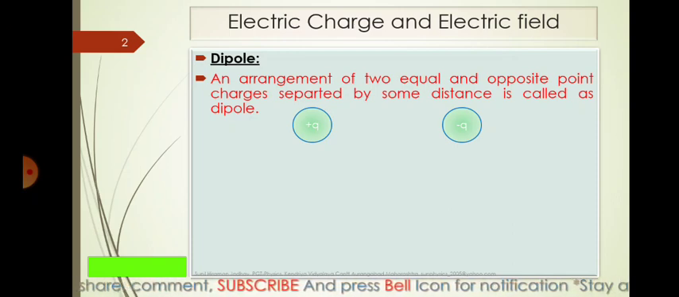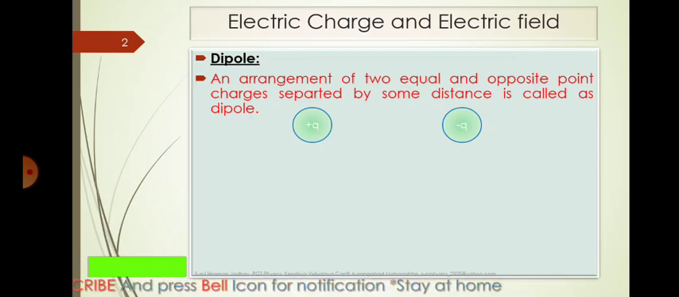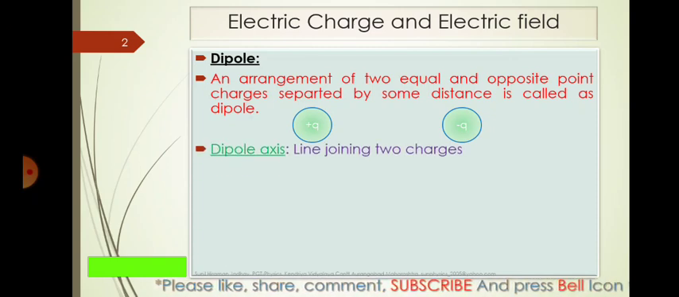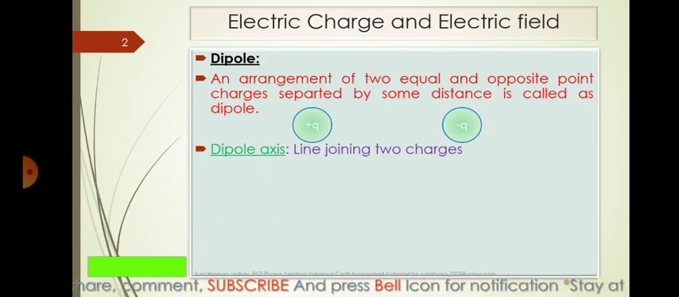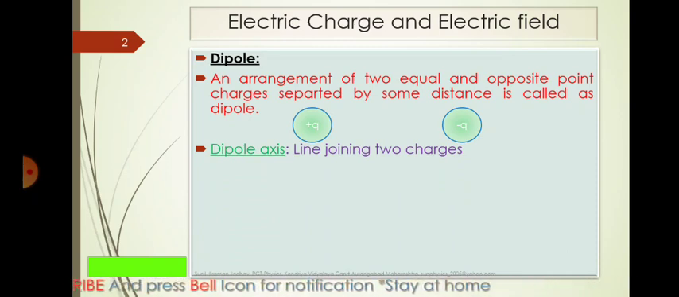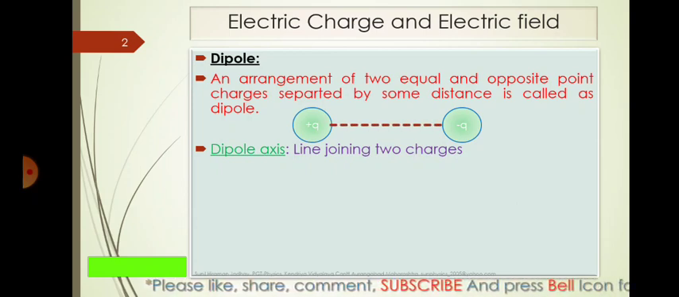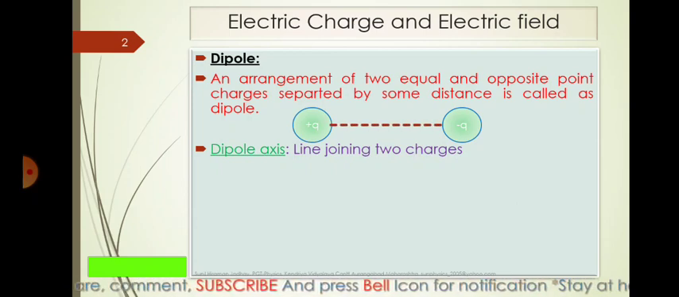As we know, the meaning of di is two, so here we are having two charges, that's why it is called the dipole. Now there are some basic terminologies that we have to use here to define a dipole. They are as follows. The first is dipole axis. A dipole axis is a line which is joining these two charges. You can see in the diagram. So this brown colored dotted line which I have shown here is called the axis of the dipole.